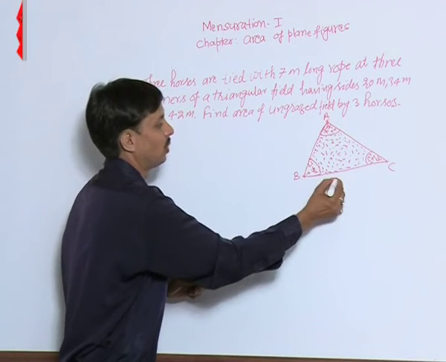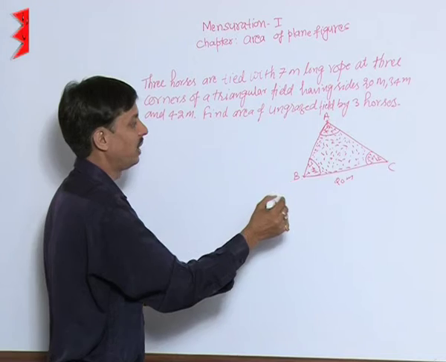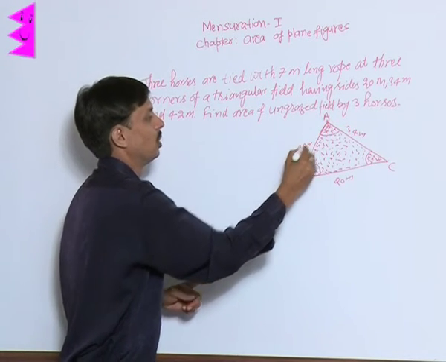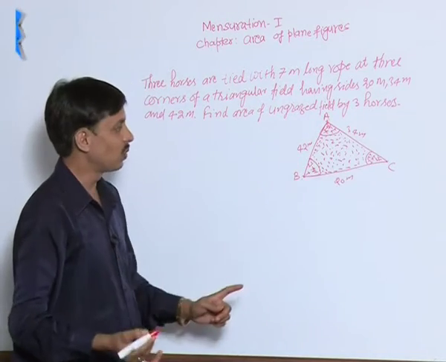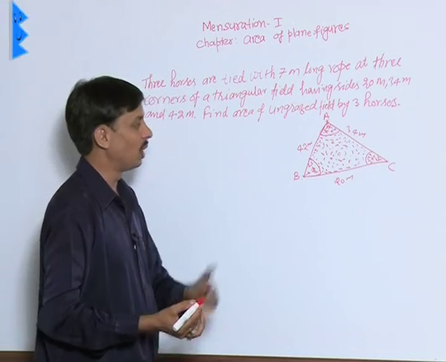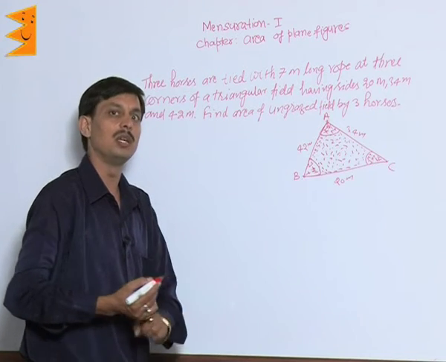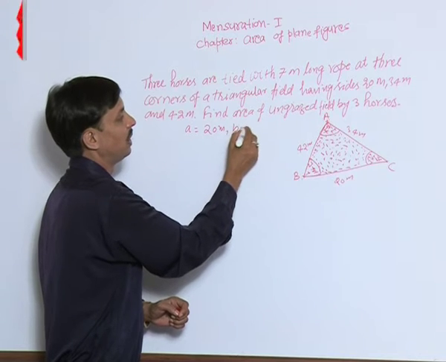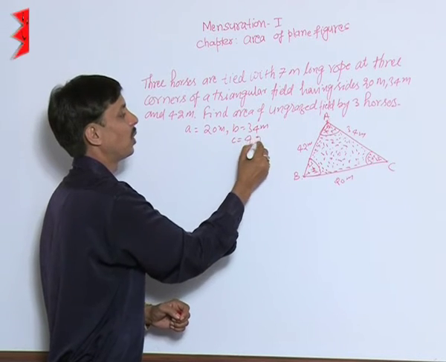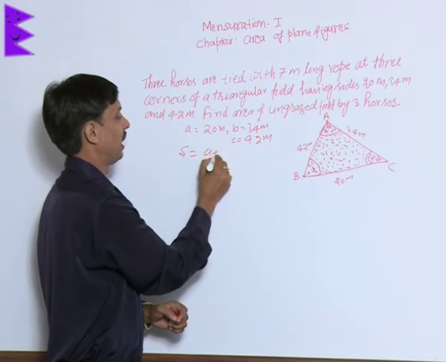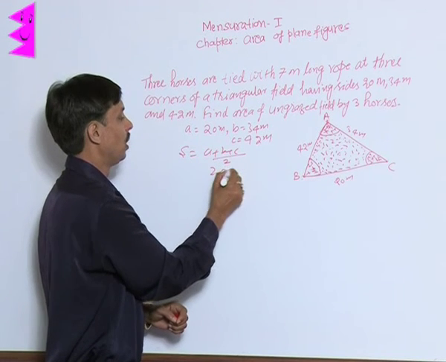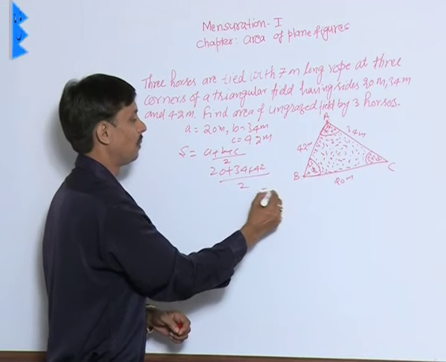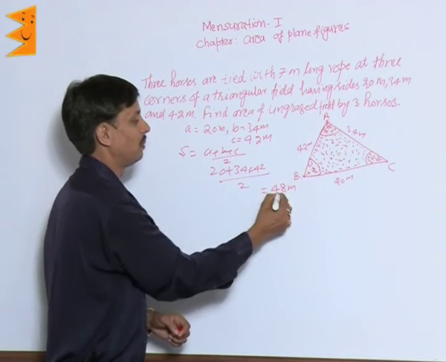We have the sides 20 meter, another side 34 meter, next side 42 meter. So these are the 3 unequal sides, no height is given, no perpendicular is given. So what will we apply? We will apply Heron's formula. So we say a is 20 meter, b is 34 meter, c is 42 meter, semi-perimeter s is a plus b plus c upon 2, 20 plus 34 plus 42 upon 2. So this will come to 48 meter, the semi-perimeter s.